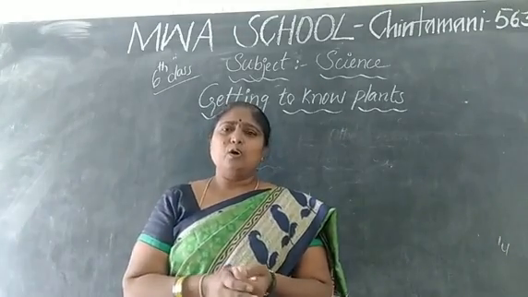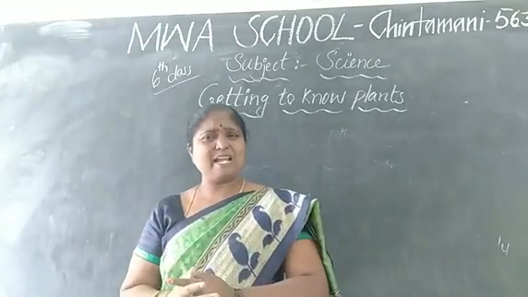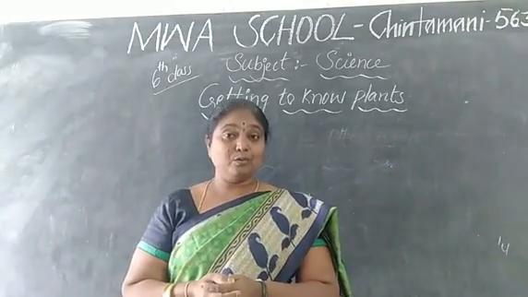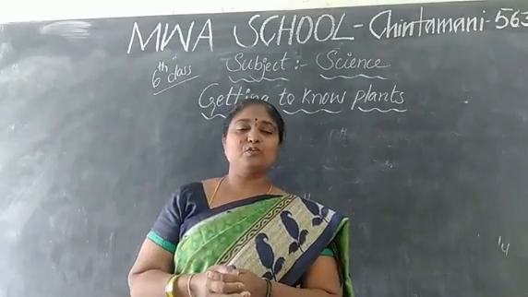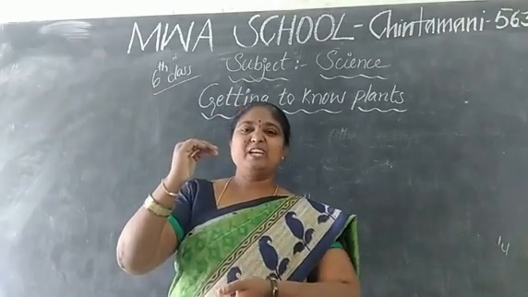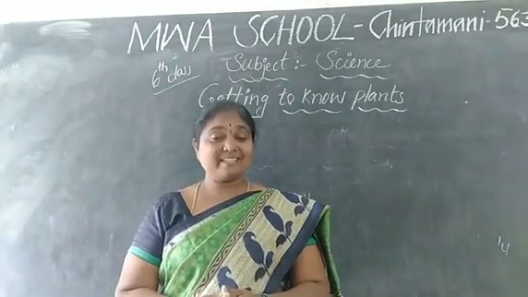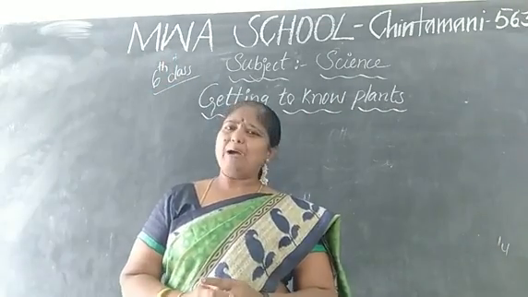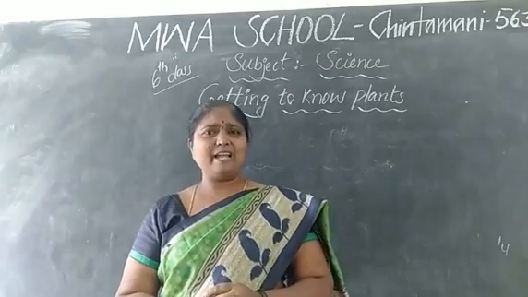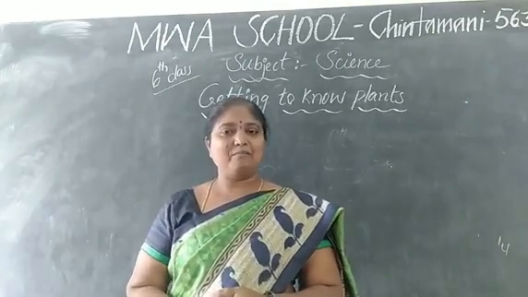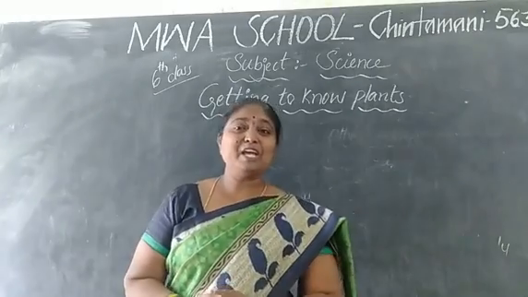We are talking only about plants. No, we have trees also. Plants means it's very small. Trees means it will be very big. Do you know the parts of the plant, children? Have you seen the plant? Yes ma'am, we have seen ma'am. Yes, you know because you are very good children.